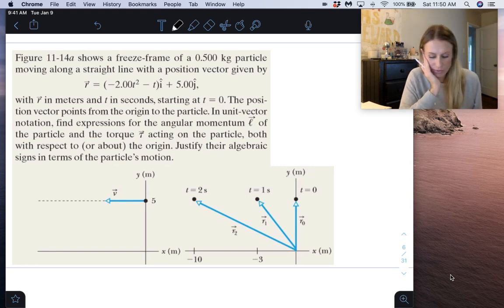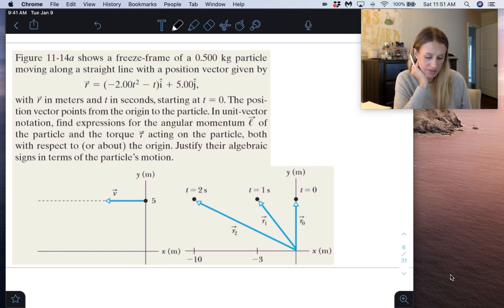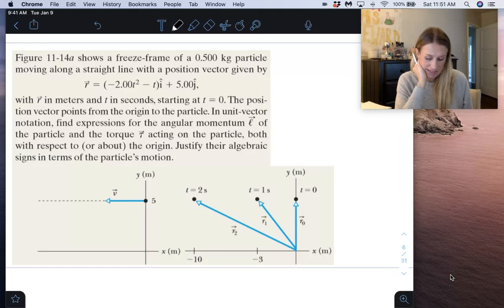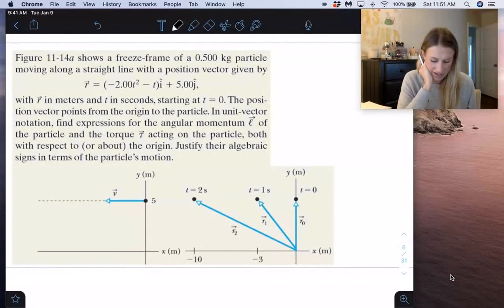All right, so example number 2 for angular momentum. Figure 11-14a shows a freeze frame of a 0.5 kilogram particle moving along a straight line with a position vector given by r equals (-2t squared minus t) i hat plus 5 j hat, with r in meters and t in seconds, starting at t equals 0. The position vector points from the origin to the particle. In unit vector notation, find expressions for the angular momentum of the particle and torque acting on the particle, both with respect to or about the origin. Justify their algebraic signs in terms of the particle's motion.